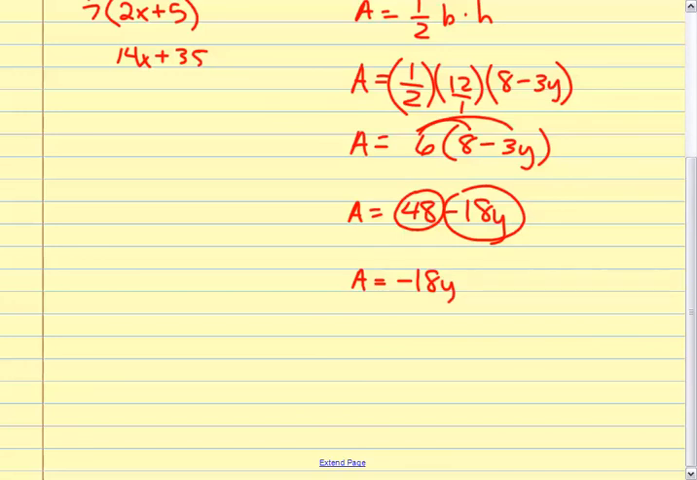Times 48, right? What am I doing between these two things? Oh, you're adding. So it's just plus 48. That's it. Done. Perfect. Could not have done it better.